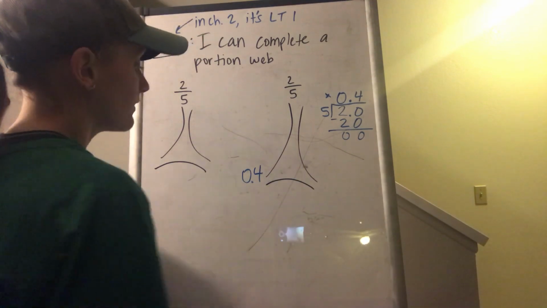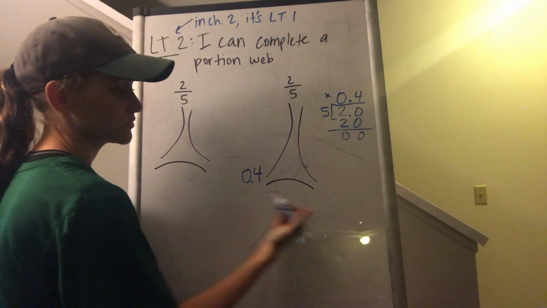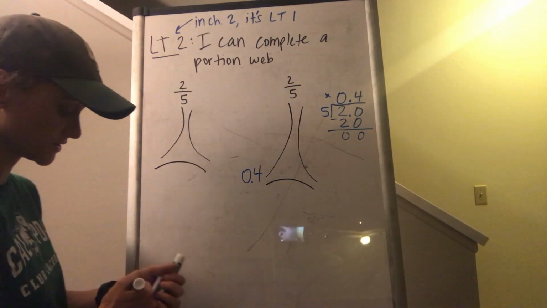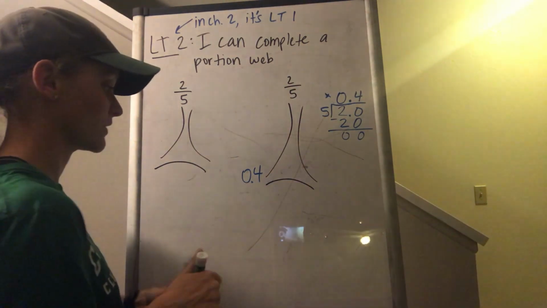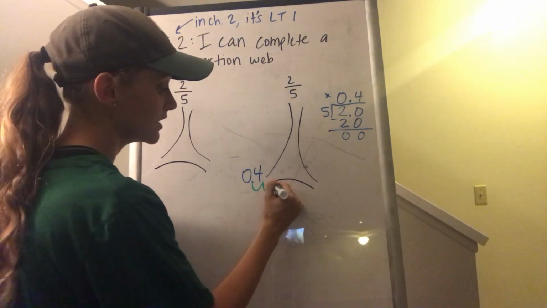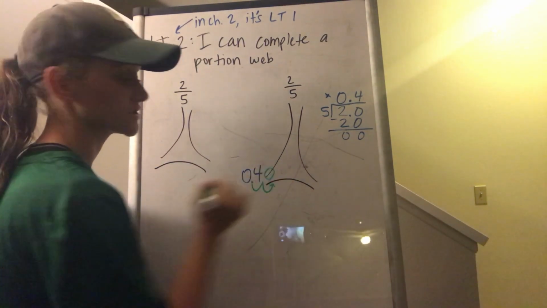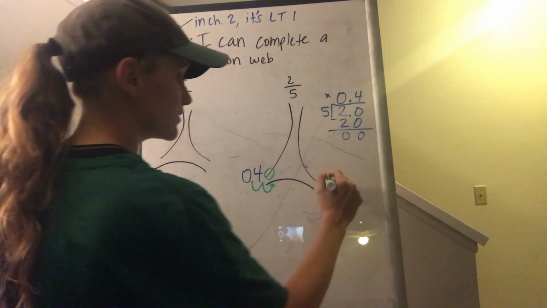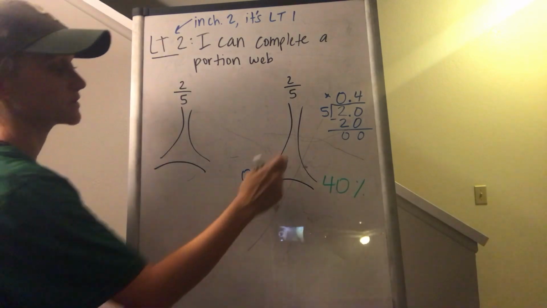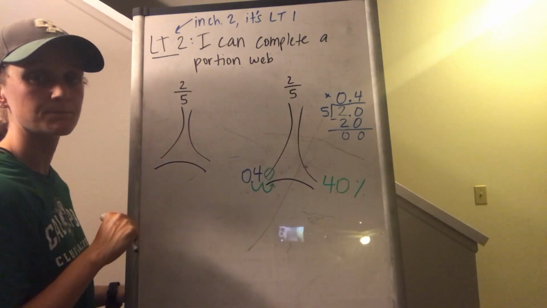Okay. And then now to go from a decimal to a percent, remember we're going to move the decimal over 2 places. So I have my decimal, move it over 2 places, but remember you have to have that placeholder 0 here. So that's going to be 40%. Okay, and we'll deal with the inside part after.